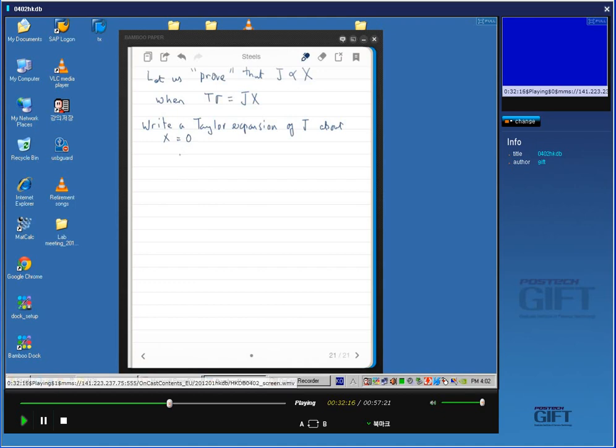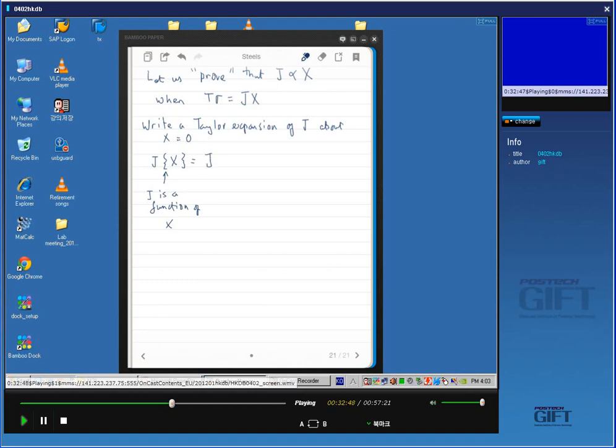Okay. So when I use the braces like this, I mean that J is a function of the force, okay? Not that J is multiplied by X. In other words, here I'm implying that J is a function of X.